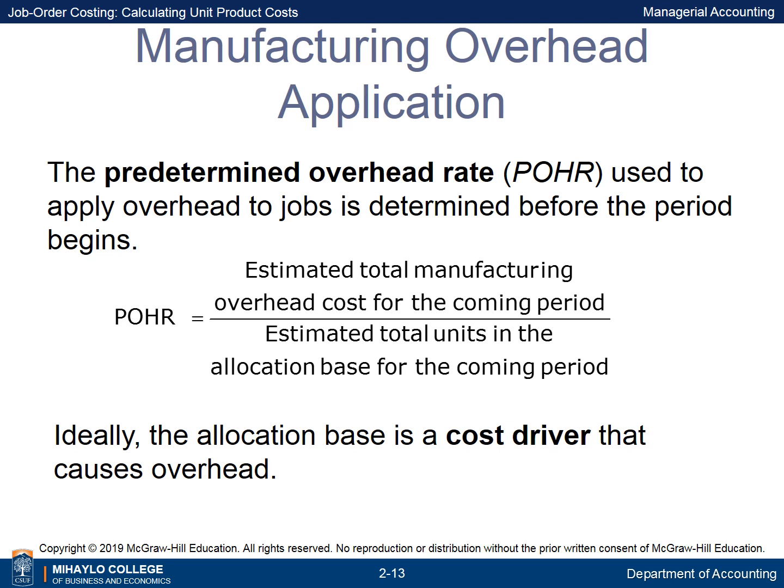The predetermined overhead rate used to apply overhead to jobs is determined before the period begins. It is calculated by dividing the estimated total manufacturing overhead cost for the coming period by the estimated total units of the allocation base for the coming period. Ideally, the allocation base is a cost driver that causes overhead.